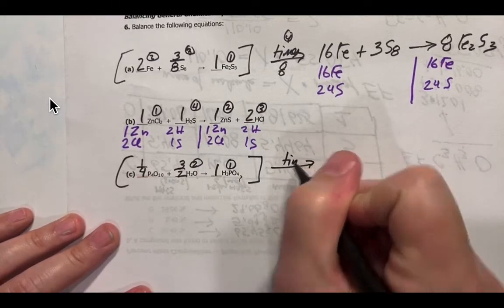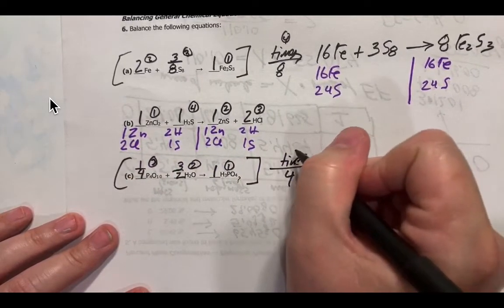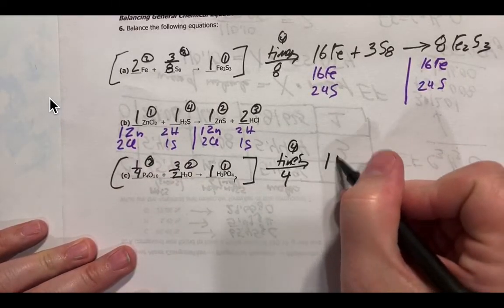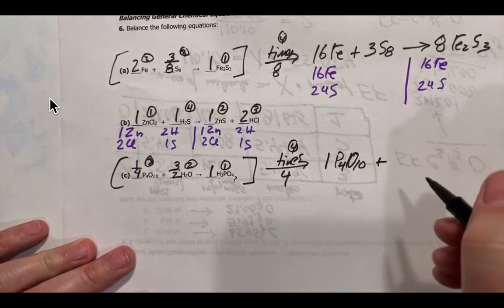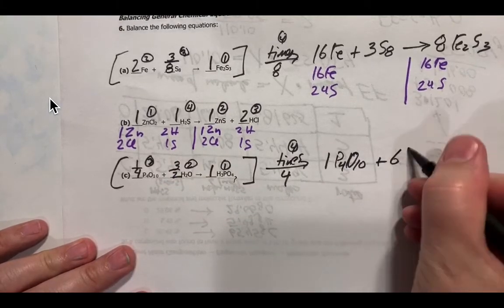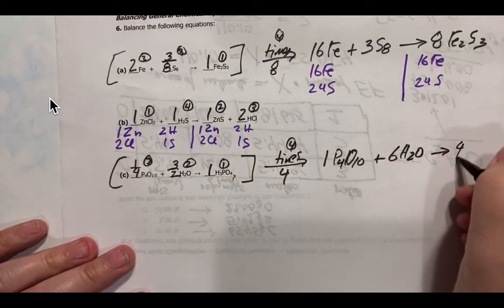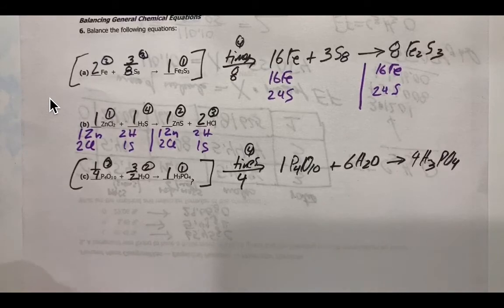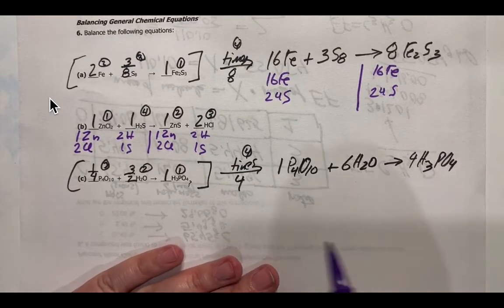I'm going to go times 4, and that's my 4th step that I'm doing. So 4 times a 4th is 1 P4O10 plus 4 times 3 is 12. 12 divided by 2 is 6 waters. And then 4 times 1 gives me 4 H3PO4s.